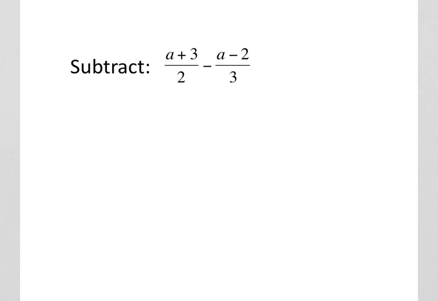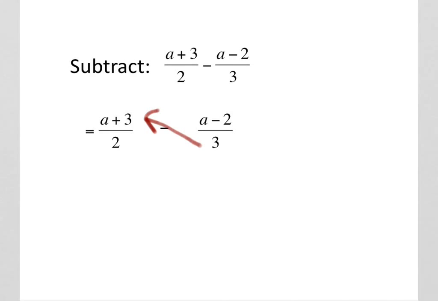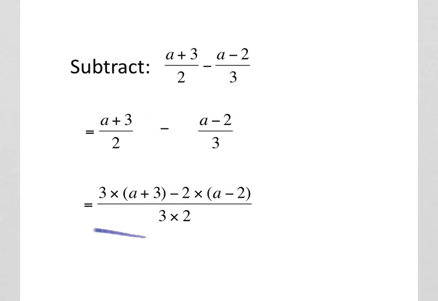Subtract a plus 3 divided by 2 minus a minus 2 over 3. I know what you're going to say. Oh, where do I start? I see a plus 3, I see a minus 2. Where do I begin? Okay. Again, we apply the same steps. We multiply to the left, we multiply to the right, and we cross multiply on the bottom. And what's that give? We get the solution here.